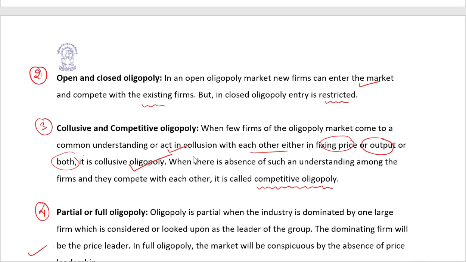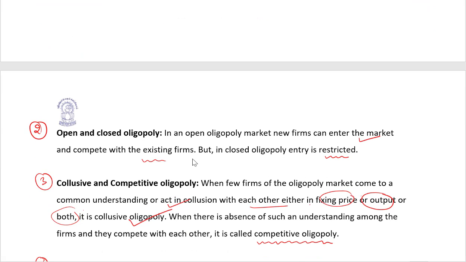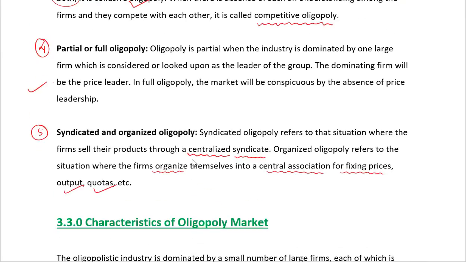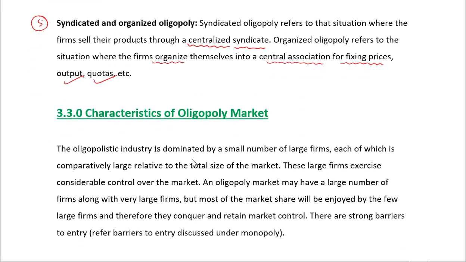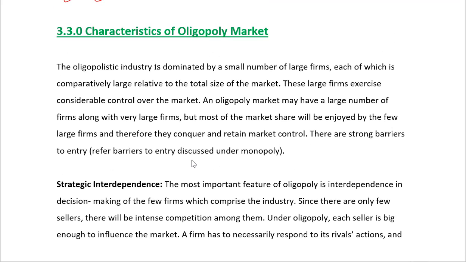We have seen pure oligopoly and perfect oligopoly. We have seen open and closed oligopoly, collusive and competitive oligopoly. We have seen partial and full oligopoly, and syndicated and organized oligopoly. Let us move ahead now and see the characteristics, or features, of the oligopoly market.